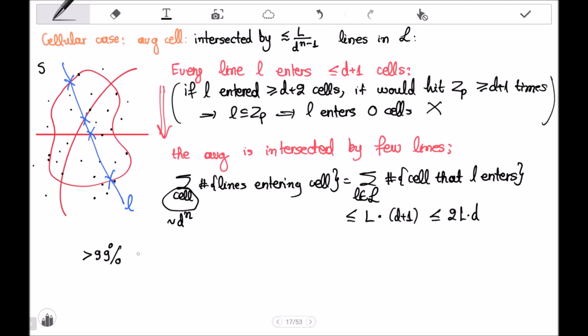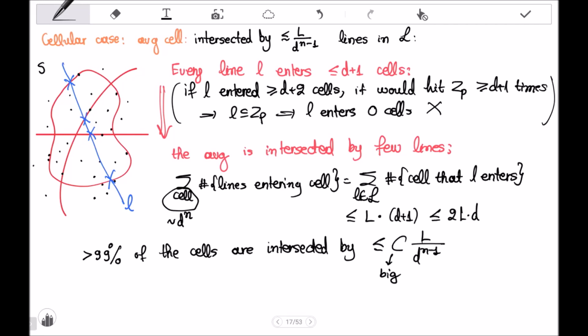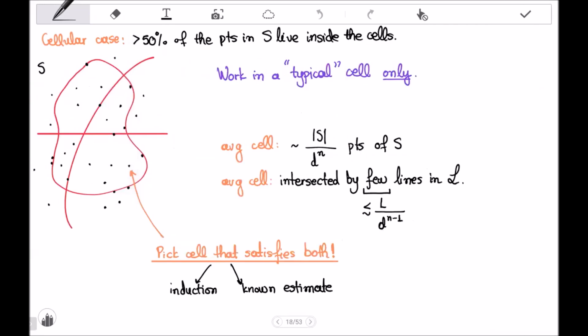More than 99% of the cells are intersected by very few lines, by at most this average. So at most a big constant, this can be big, times the number of lines divided by D to the N minus 1. So 1,000,000 times the average. And you can work out these numbers. Okay, so this is where this numerology of the typical cell comes from.